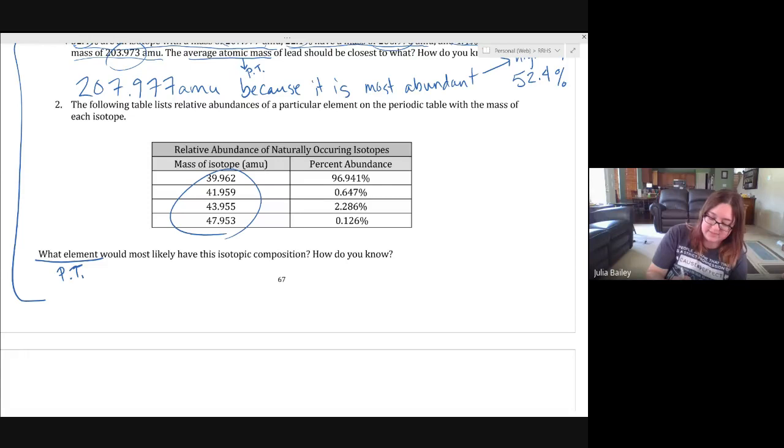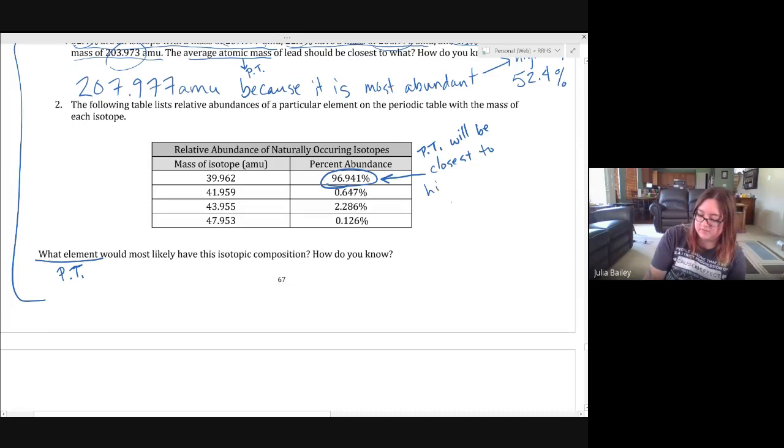So which one of these masses in the chart is going to be the most useful to us? Which one is going to give us the best information when we go looking at the periodic table? It's going to be the one with the highest percent, the mass that the periodic table will be closest to. So our percent is 96. That means we need to look for something close to 39.962.